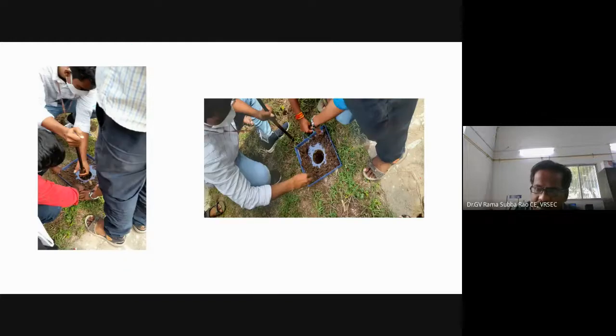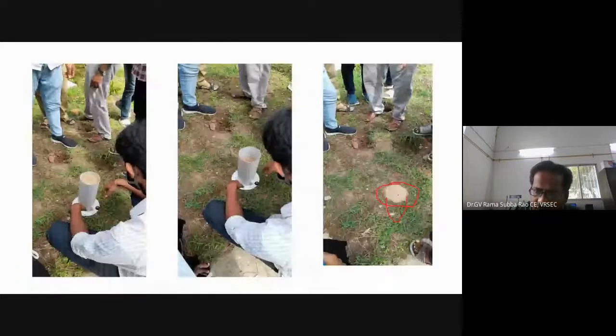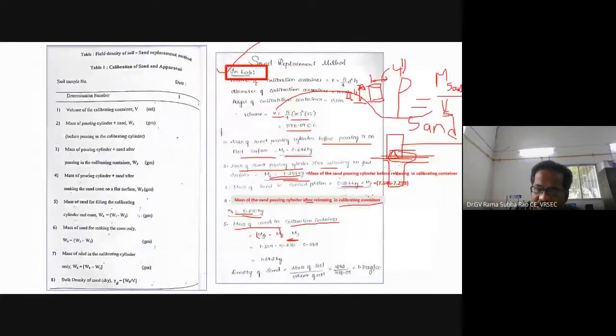So we have to remove that additional conical portion. Here you can see, in the pit soil, this is the additional conical portion. One can see it clearly. So don't forget to deduct the conical portion, which we have already calculated, minus 0.387 kg. Now I am getting the mass of the sand in the calibrating container.